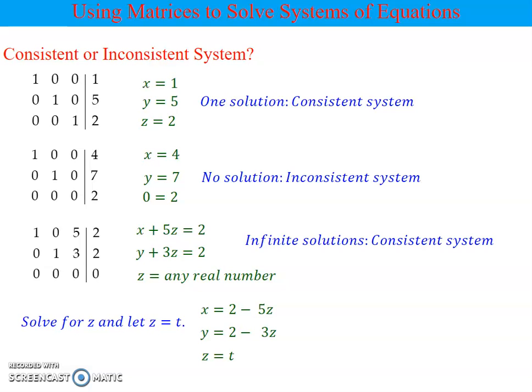So when you put the three of those together for your infinitely many solutions, you have (2 minus 5t, 2 minus 3t, t). As long as you follow this pattern, you can allow t to be whatever you want, and then x would be based on whatever t is, and so would y as well, and that would be your infinitely many solutions. So this would be a consistent system as well.